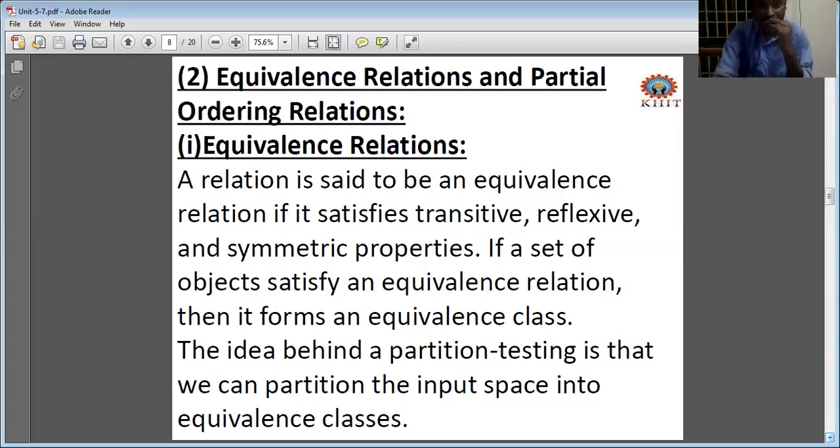The idea behind partition testing is that we can partition the input space into equivalence classes. So if you consider partition testing, then we can partition the input space into equivalence classes.